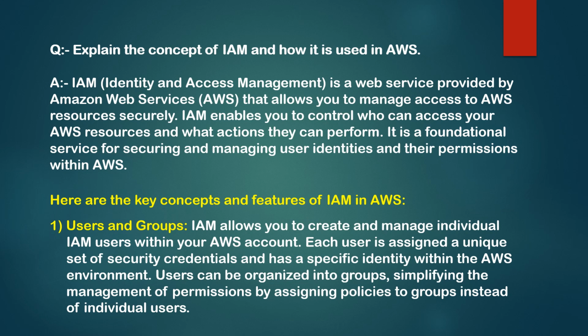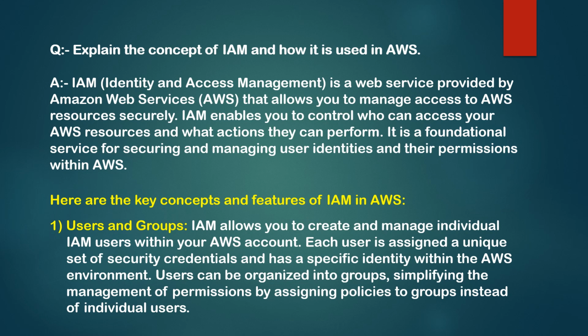Answer. IAM, Identity and Access Management, is a web service provided by Amazon Web Services (AWS) that allows you to manage access to AWS resources securely. IAM enables you to control who can access your AWS resources and what actions they can perform. It is a foundational service for securing and managing user identities and their permissions with AWS.